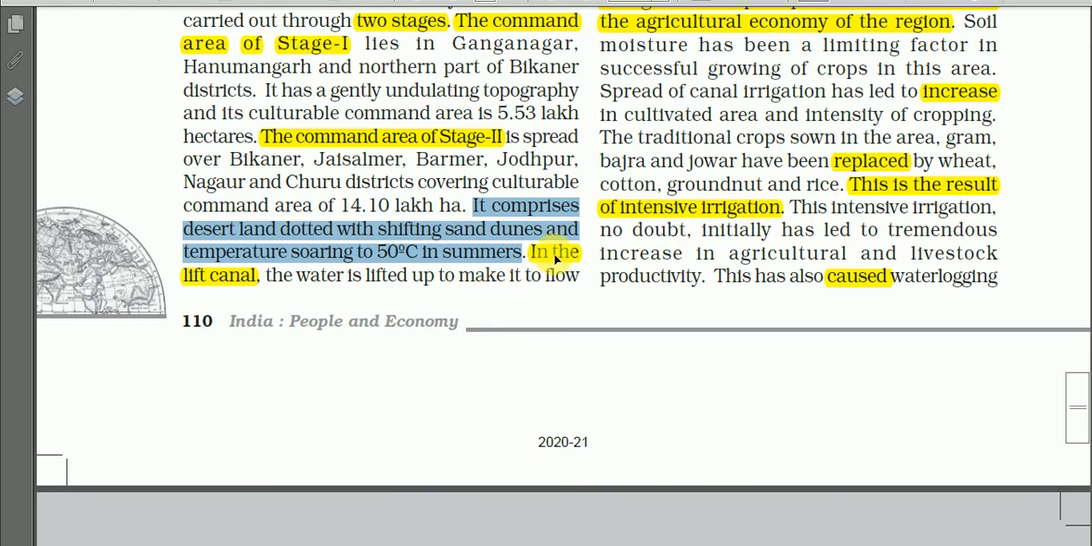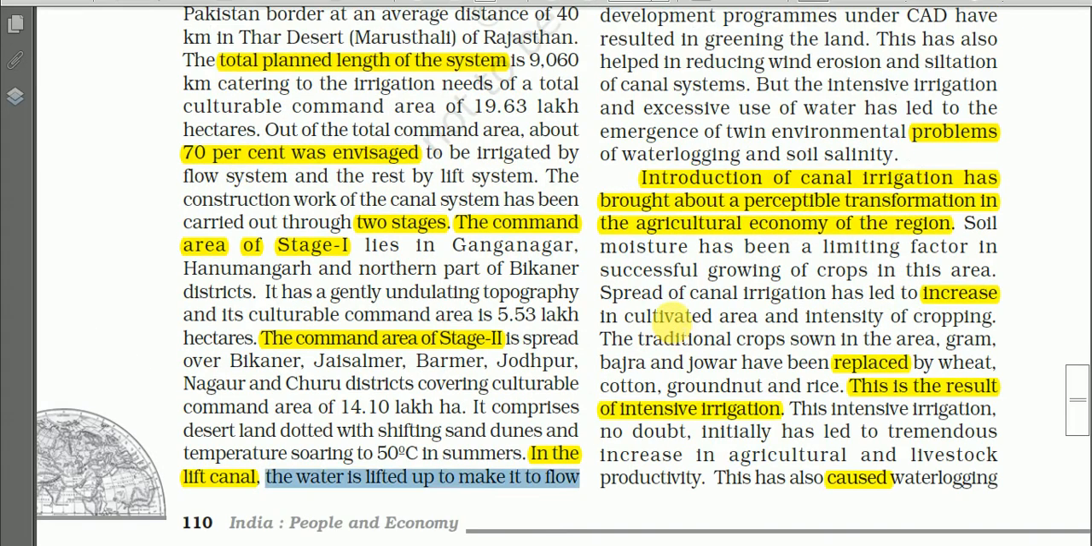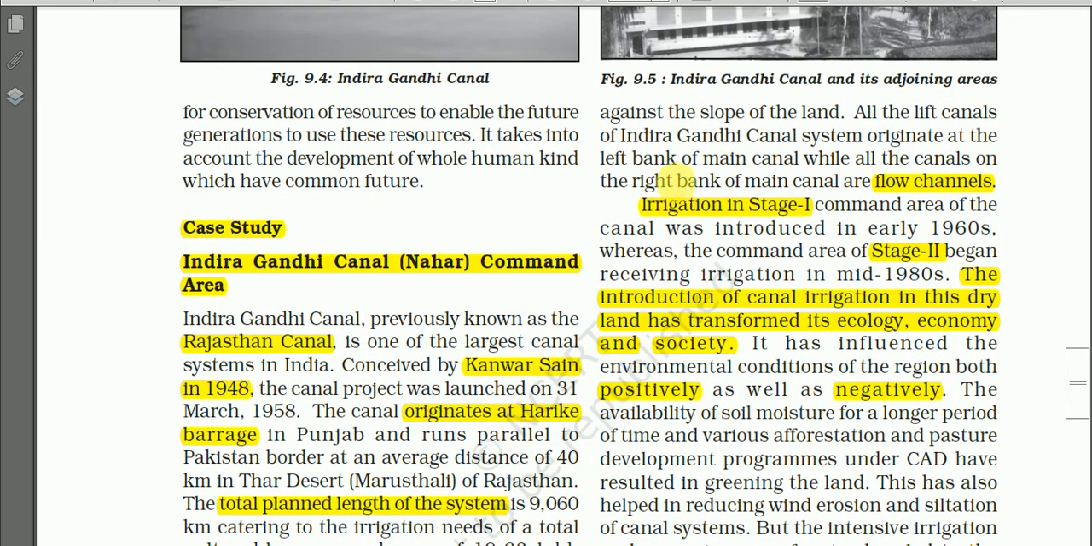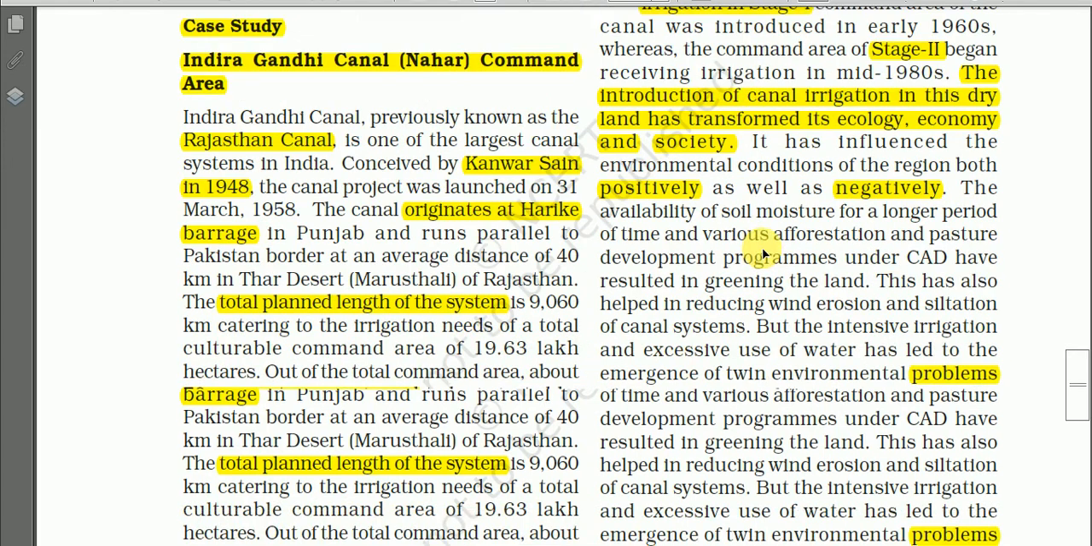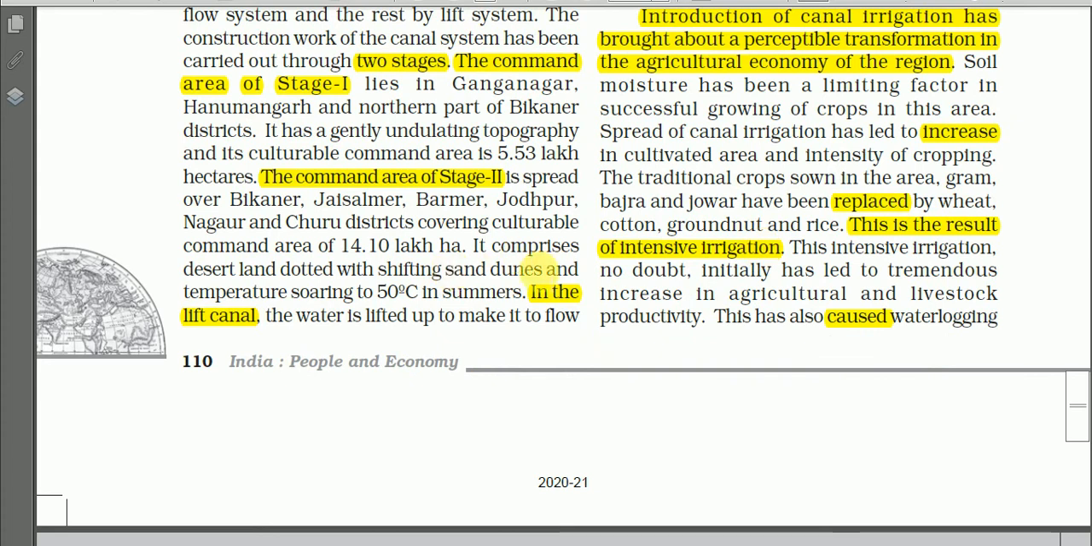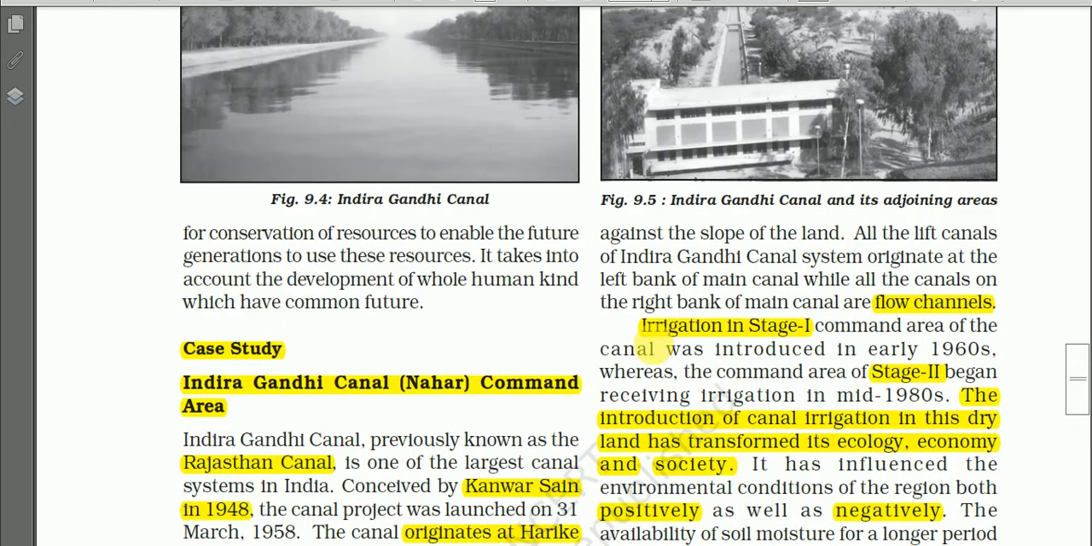And in the lift canal method, the water is lifted up to make it flow against the slope of the land. Just to make the water flow, the water is uplifted using pump sets, and that is what we call the lift system. So let me repeat: in the lift canal system, the water is lifted up using pump sets to make it flow against the slope of the land.